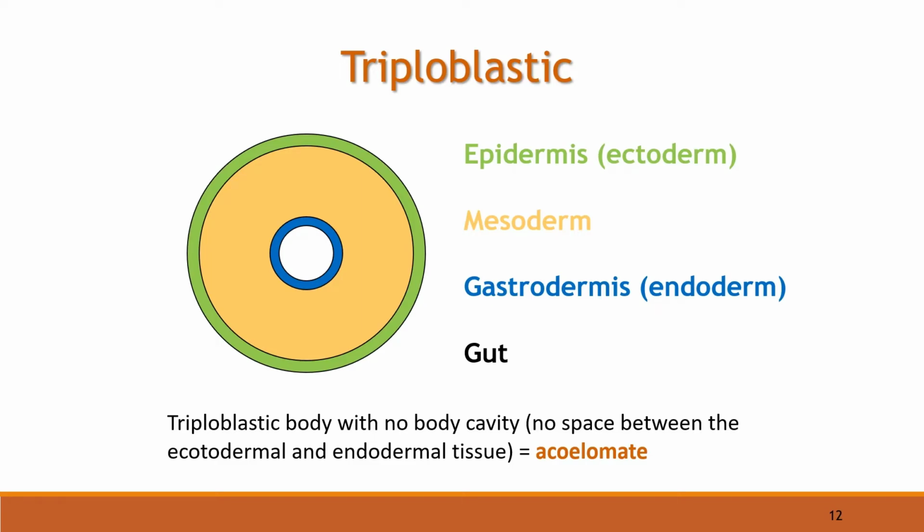In the platyhelminth triploblastic body, there is no body cavity. That is, there's no space between the ectodermal and endodermal tissue. And because of this absence of body cavity, the platyhelminths are said to be acoelomate. So the platyhelminths are acoelomate because they don't have a coelom, which is the name of this body cavity that we'll come across later down the line. And we'll start to see this a little bit in the nematodes and finally properly meet a coelom in the annelids.